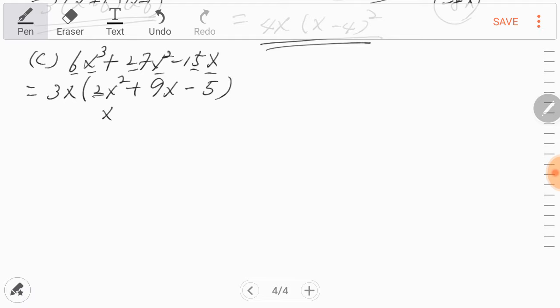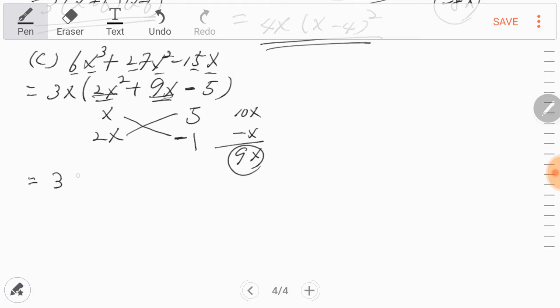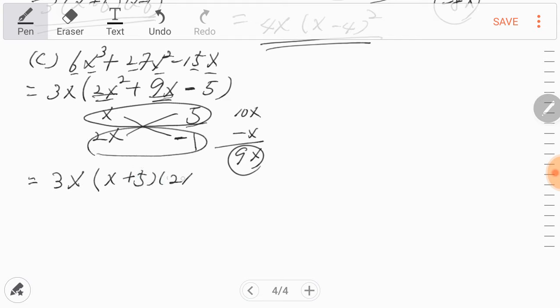The first term is x times 2x. 5 is 5 times 1. You can try 1 times 5, but I want to try 5 times 1. Then put the negative sign because the product has to be negative. Multiply these two, then 10x. Multiply these two, then negative x. Then the sum is 9x, the same as the second term. So this is equal to 3x times the product of the first line and the product of the second line.